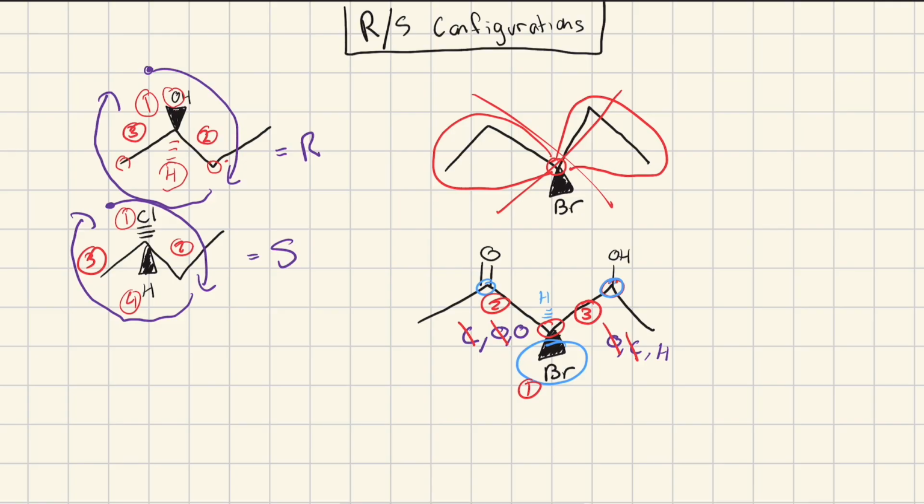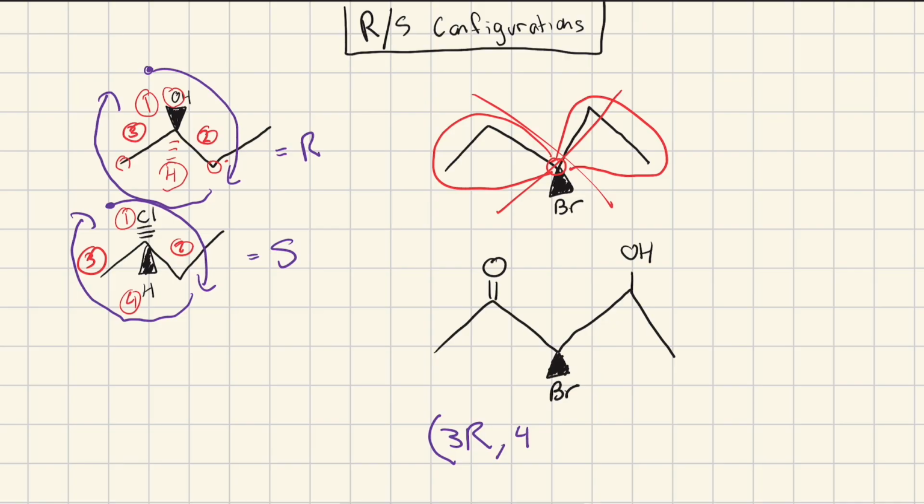When we look at our direction, we're starting at number 1. And as we go to 2 and then to 3, we're going clockwise. This is going to be the R configuration. And to denote that, we're going to put a 3R for carbon 3. And then for carbon 4, which is the one with the oxygen, let's see what that would be.